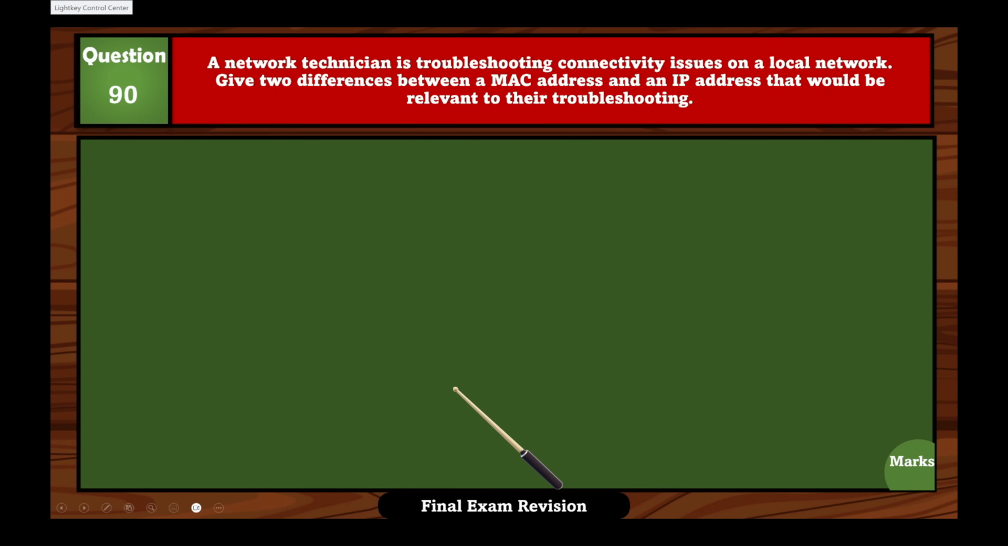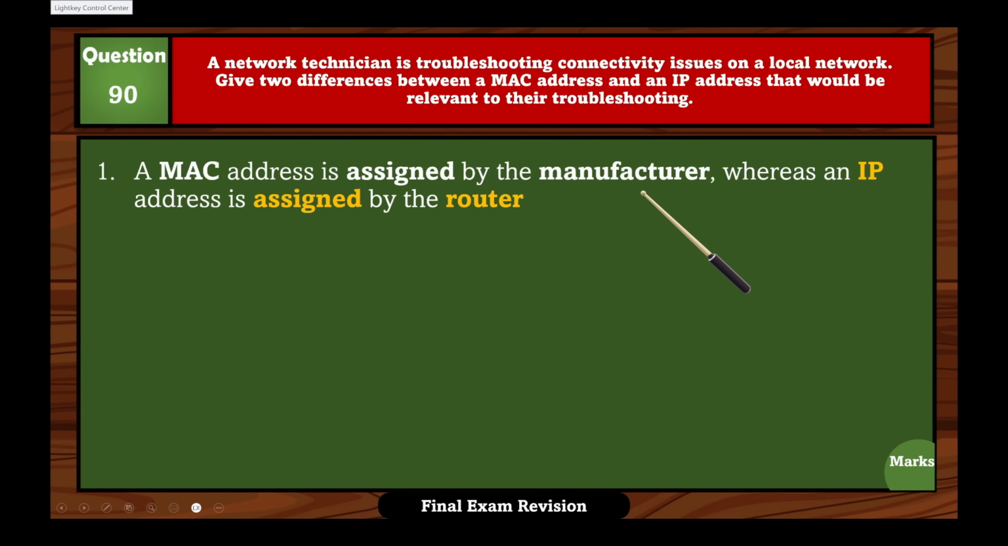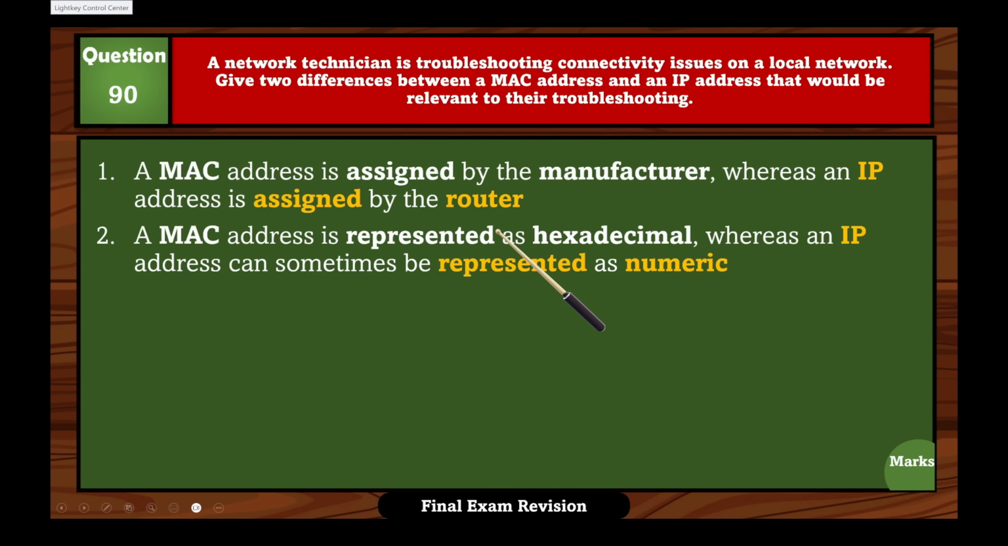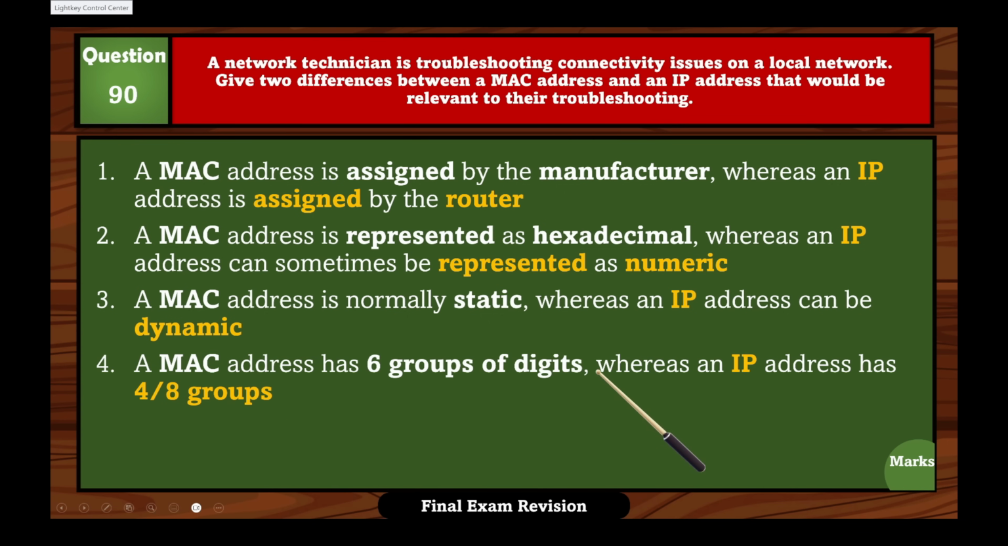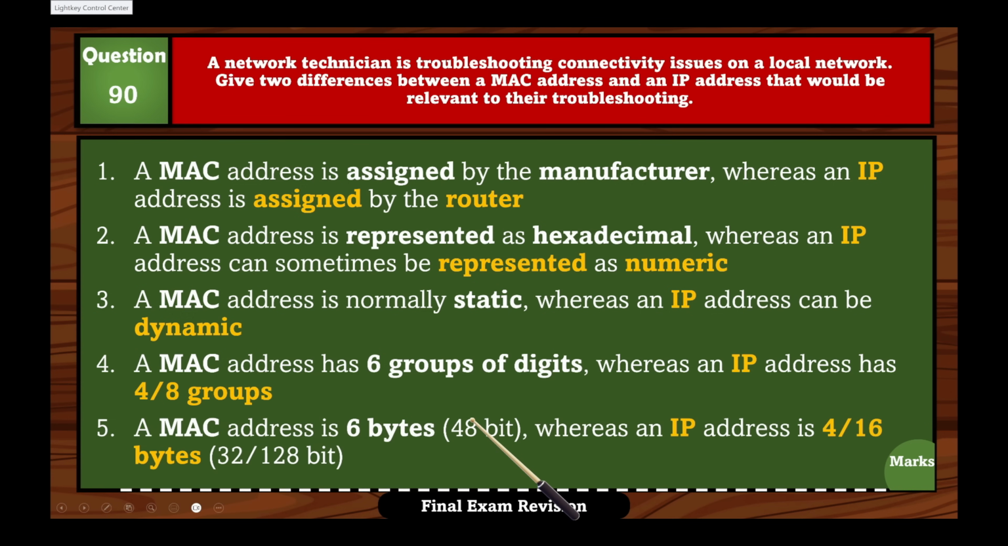Question 90. A network technician is troubleshooting a connectivity issue on a local network. Give two differences between the MAC address and IP address that would be relevant to their troubleshooting. So now you need to give the differences. First difference is a MAC address is assigned by the manufacturer, whereas an IP address is assigned by a router. A MAC address is represented as hexadecimal, whereas an IP address can sometimes be represented as numeric. A MAC address is normally static, where an IP address can be dynamic. A MAC address has 6 groups of digits, where an IP address has 4 or 8 groups. The last point is that a MAC address is 6 bytes or 48 bits, whereas an IP address is 4 or 16 bytes, okay, 32 or 128 bits.